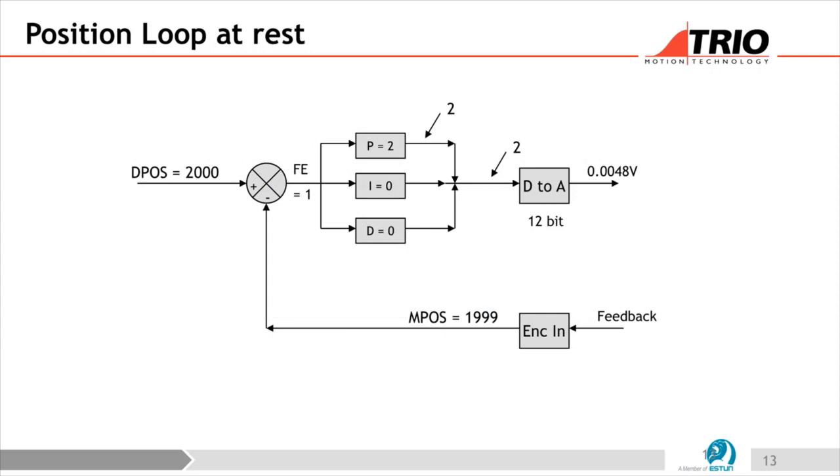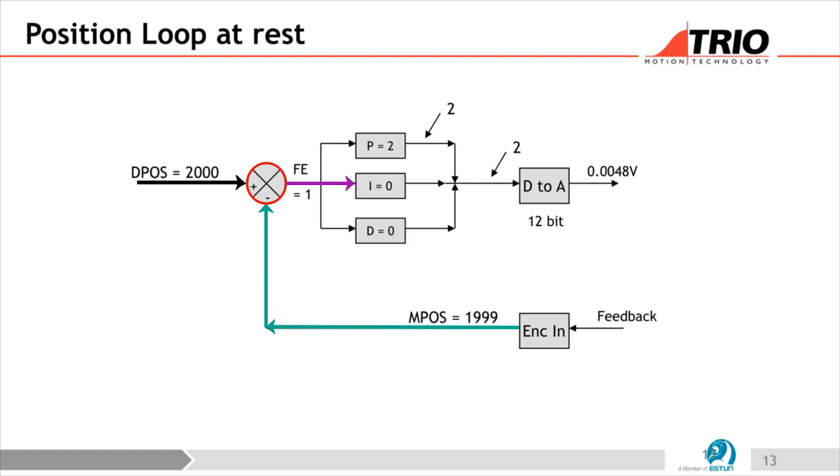If I stick some numbers in, I'll give you an indication of the sort of names we use. We call the measured position MPOS. We call the demanded position DPOS, and when the two are compared, it becomes the following error, which we call FE. These are all quite cryptic, but the reason is that these names originate from the 1980s when the controllers were first developed. In those days, microprocessors weren't so powerful, so names were generally kept quite short to save memory.